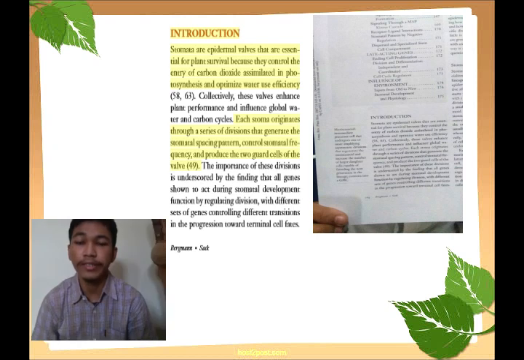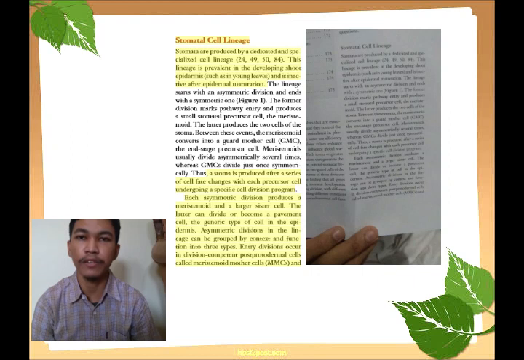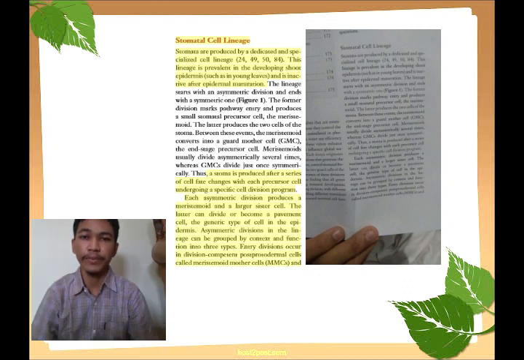Stomata originate through a series of divisions that produce stomata spacing patterns, control the frequency of stomata, and produce two valve protective cells. Stomata are produced after a series of cell fate changes, with each precursor cell undergoing a particular cell division program. Each asymmetric division produces a meristemoid and larger sibling cells.